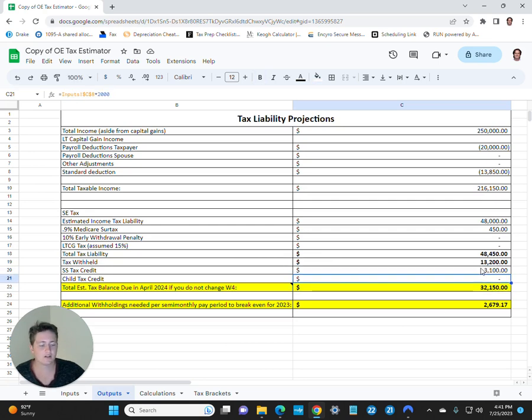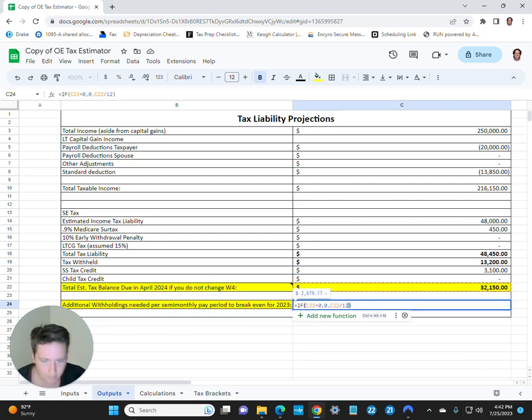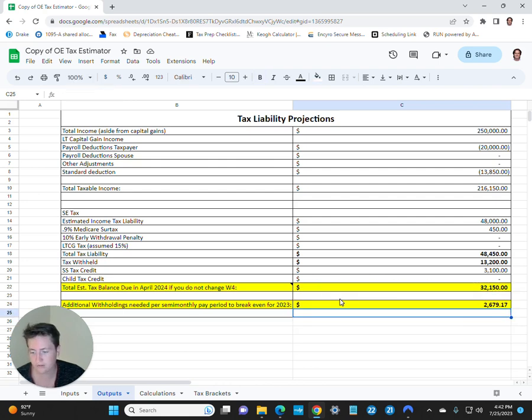So you're going to subtract that from your $48,000, and you're going to come up with $32,150 due in April of 2024. This, you just want to put the number of pay periods remaining in the year. So if it's the beginning of July, there's going to be 12 semi-monthly pay periods left. And that's going to be how much you are going to have to increase withholdings by every pay period.